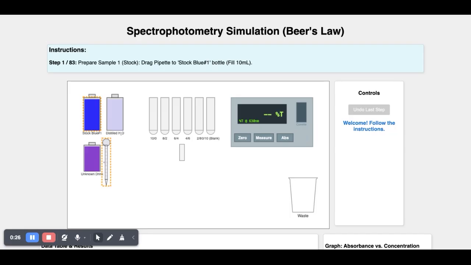To summarize my experiment, spectrophotometry was used to study how light interacts with colored solutions and how this relationship can be used to find unknown concentrations. The stock blue number 1 dye was chosen because its color absorbs light at a measurable wavelength. By preparing solutions with known concentrations, it became clear that adding more dye caused less light to pass through and increased the absorbance. Using these pairs of concentration and absorbance values, a calibration curve was created to show Beer's law.